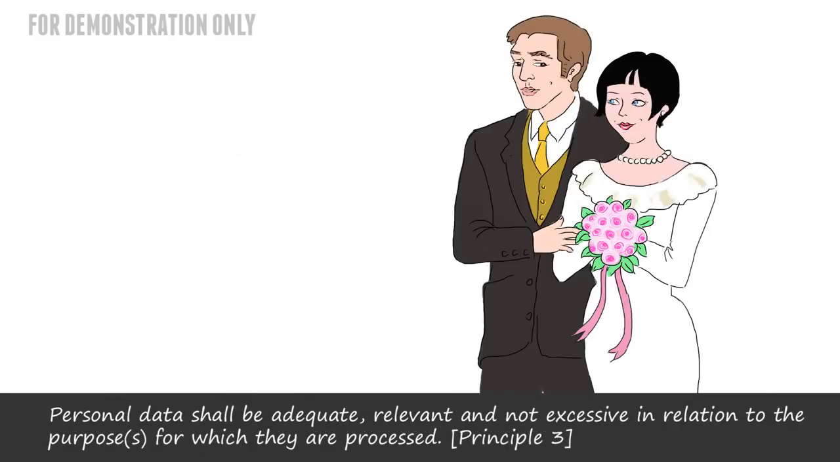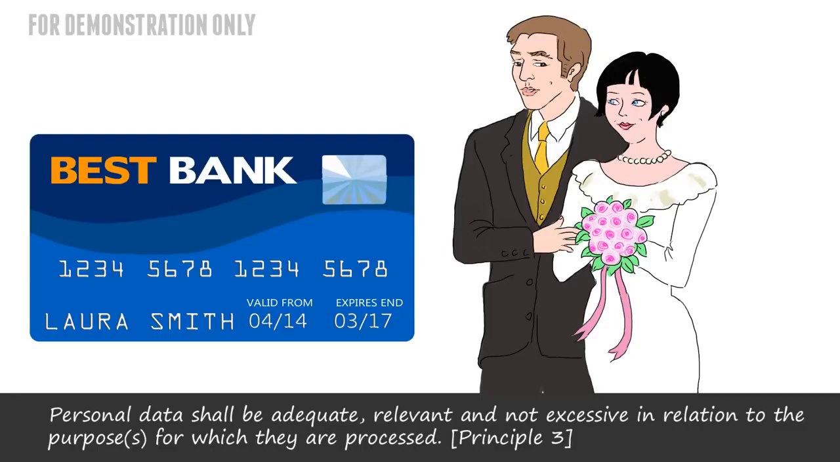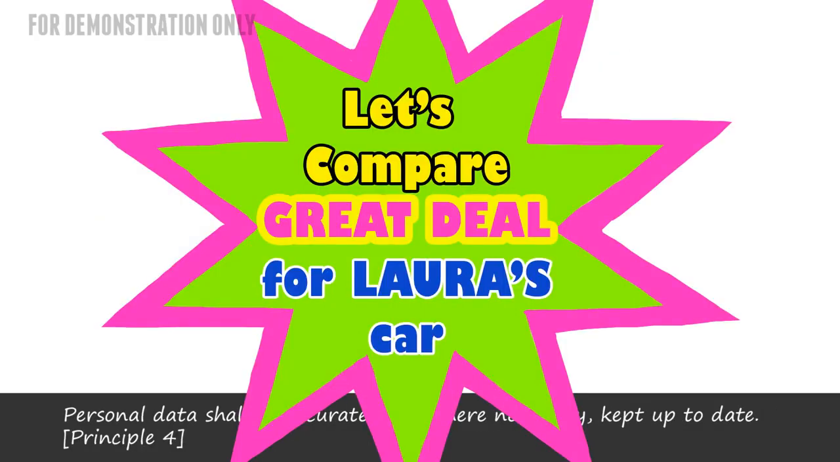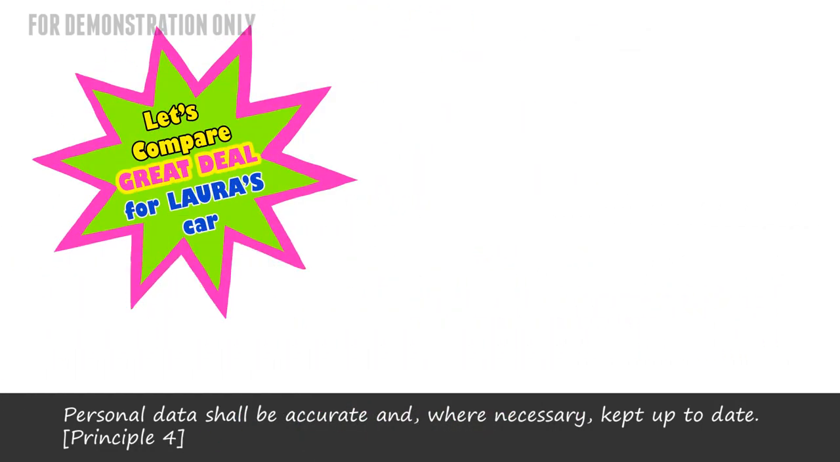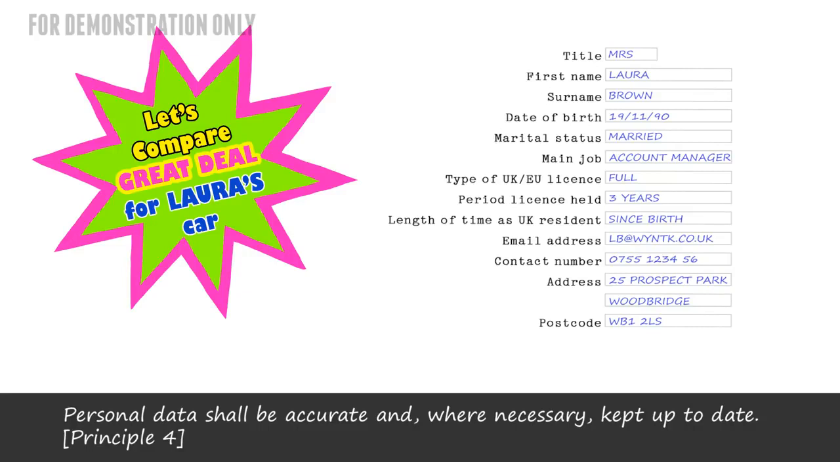Recently, Laura got married and took her husband's name, so data about her surname and marital status need to be updated, because data must be accurate and, where necessary, kept up to date. It looks like Laura can get a better deal on her car insurance and she wants to change provider. What happens to the data the old company holds about her? Well, they need to keep enough information for their records, but delete or dispose of anything that's no longer needed. Making sure it's disposed of securely, of course.